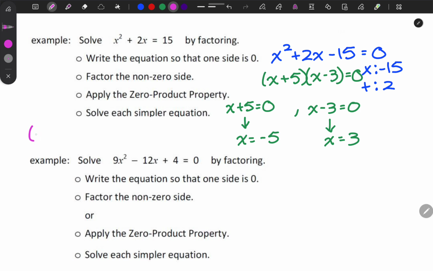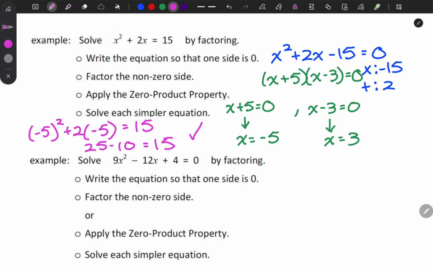So instead of x squared, we could calculate negative 5 squared plus 2 times negative 5 is equal to 15, and we verify if the equation is true. This is going to be 25 minus 10 equals 15, and we see that works, so we have verified that x equals negative 5 is a solution. And then you can do something similar with the other x value if you need to check that as well.